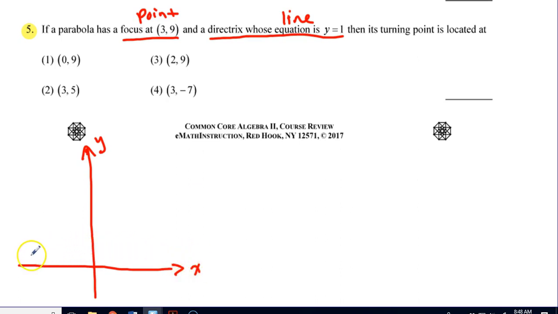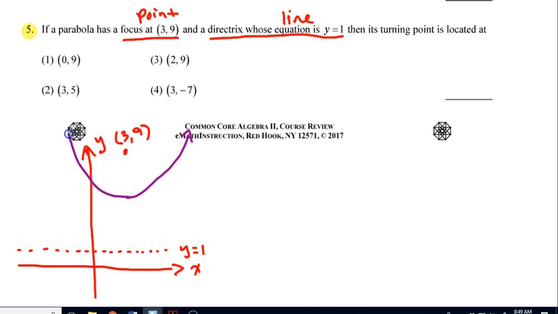Okay, so go ahead and put in a dotted line where y equals 1. Okay, so that's what we call our directrix. And now plot the point 3, 9. And that's what we call our focus. So all the points have to be equidistant from the point and the line. So that must mean the curve must have a vertex that's right in the middle. And then it must curl around that focus point somehow. Okay, so the parabola looks something like this.